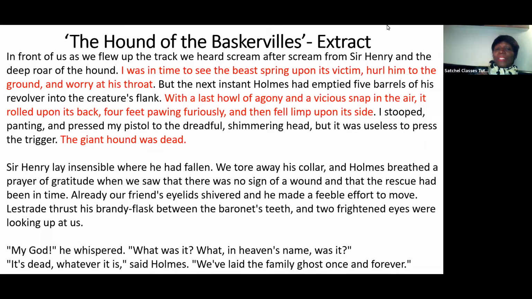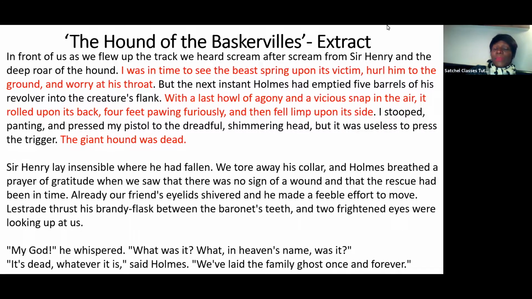I was in time to see the beast spring upon its victim, hurl him to the ground and worry at his neck. But the next instant, Holmes had emptied five barrels of his revolver into the creature's flank. With a last howl of agony and a vicious snap in the air, it rolled on its back, four feet pawing furiously, and then fell limp upon its side. I stooped, panting, and pressed my pistol to the dreadful shimmering head, but it was useless to press the trigger. The great giant hound was dead.